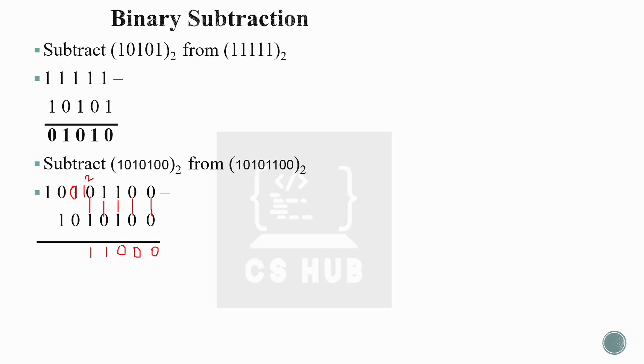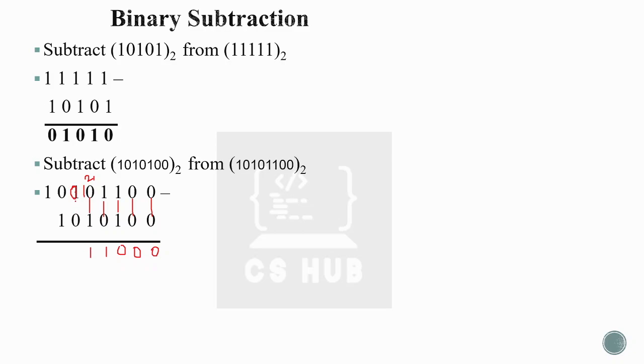Here, our bit was 0 and that 0 was smaller than this 1. So we borrow a 1 from the previous left position, left bit. Then our 0 changed to 10, which is equivalent to decimal 2. Then we are going to subtract 1 from 2. We get 1 as our answer. Okay. Now the concept is clear.